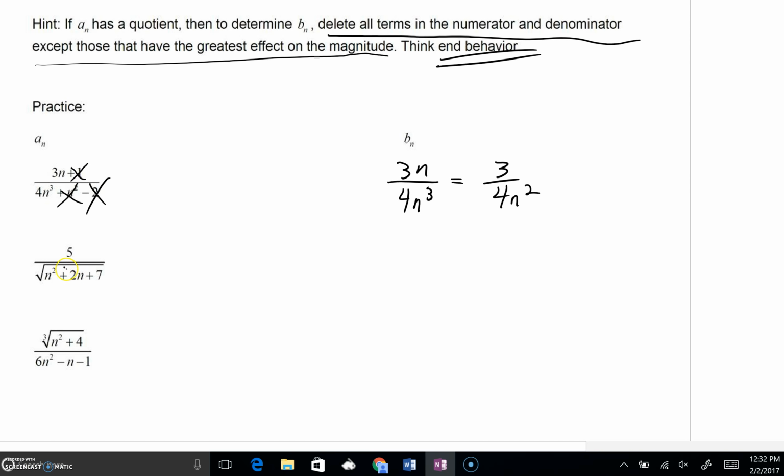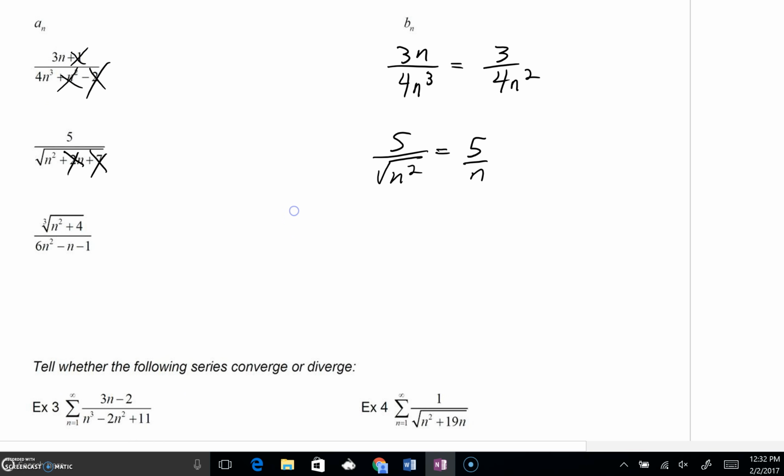For the next one, you could drop your 2n and the 7, and you could say, well, wow, that would leave me with 5 all over the square root of n squared. Again, assuming that we're dealing just with positive values of n here, the square root of n squared really is just an n. And you'd actually be left with a harmonic series with a 5 multiplied in. Let's do this last one.